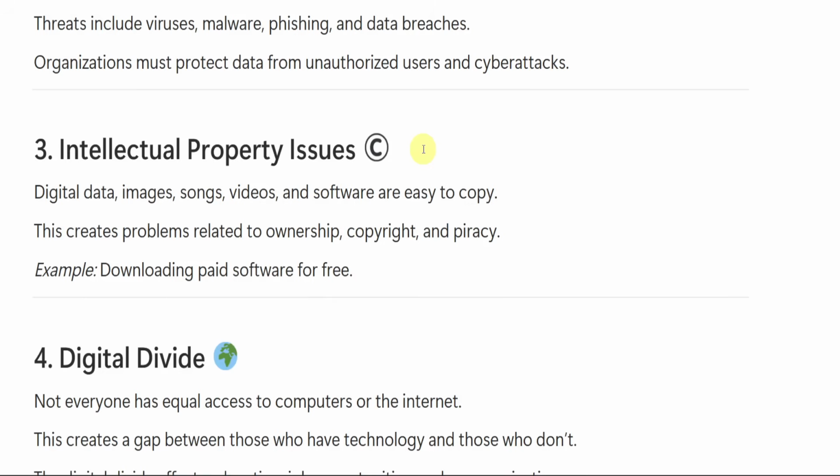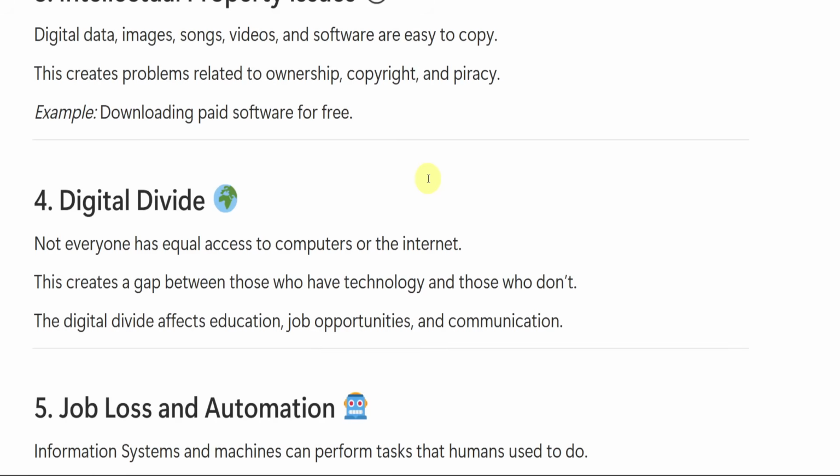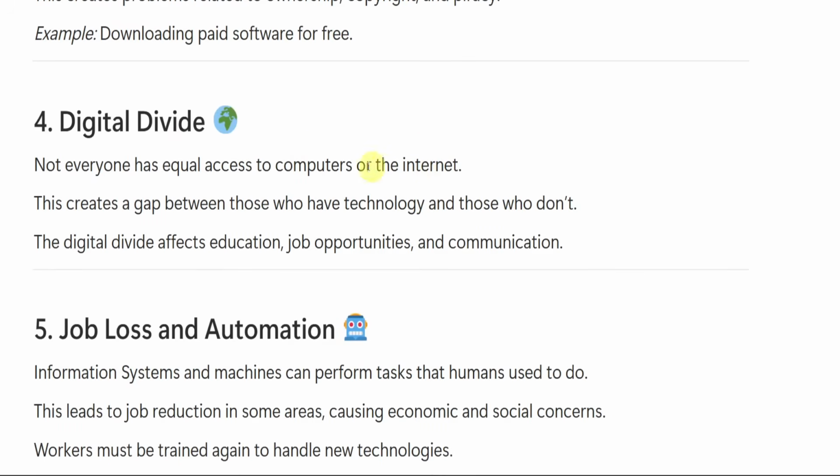And examples we can talk about: downloading paid software for free, or copying someone's project or photos. So that will come under intellectual property issues. When someone is copying some other person's work, then that will come under that.